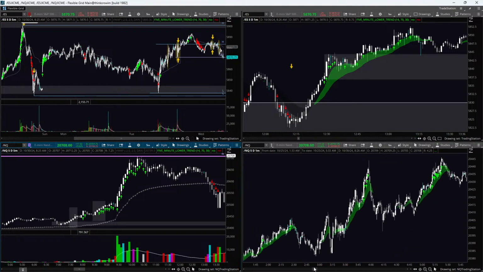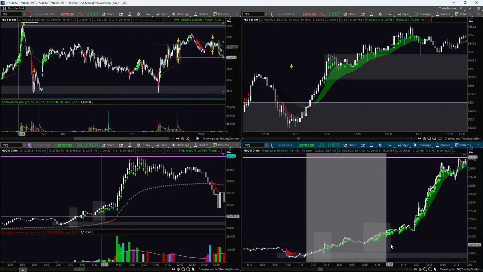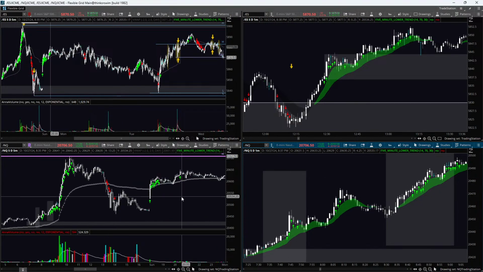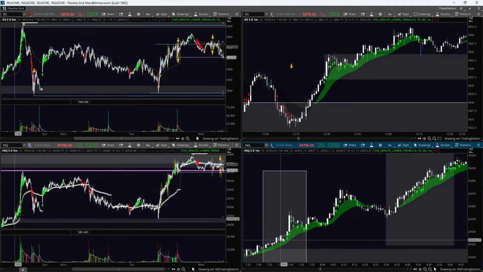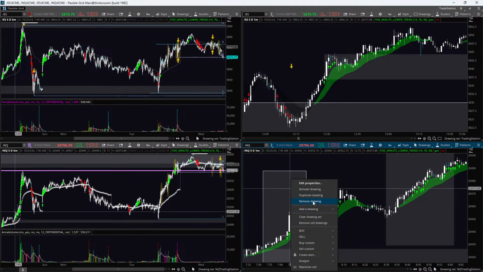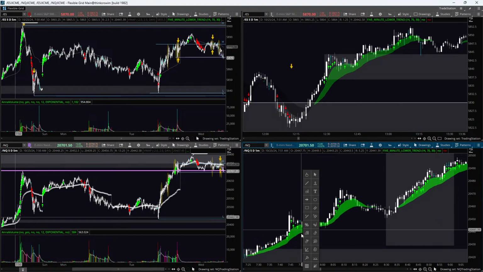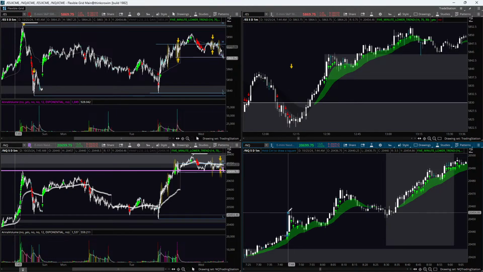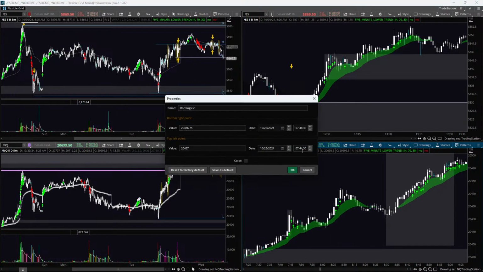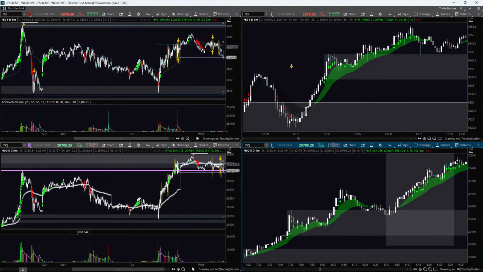And NQ. So NQ got these little clusters right here. One, two, three, but they held. That's where we bounced off of very nicely several times. Pull up the 30-minute chart on NQ.